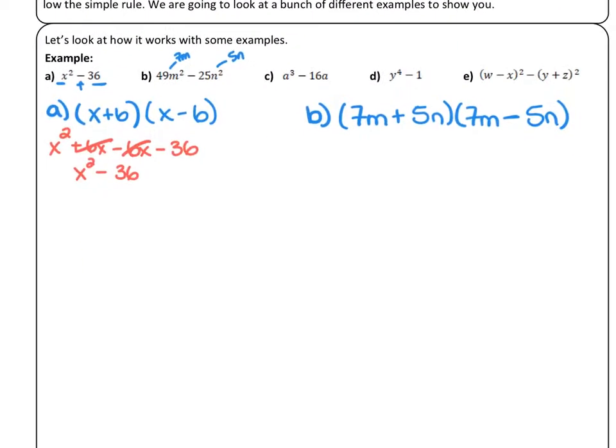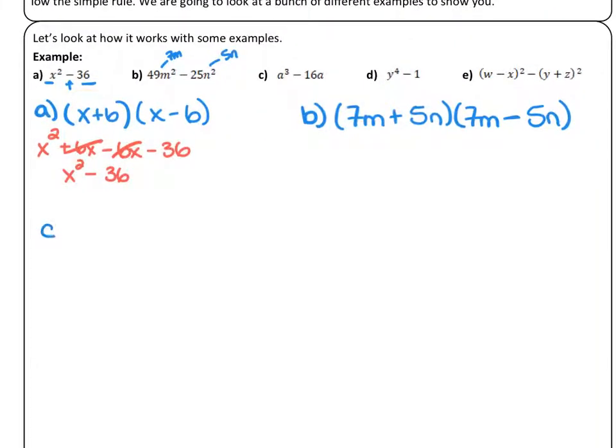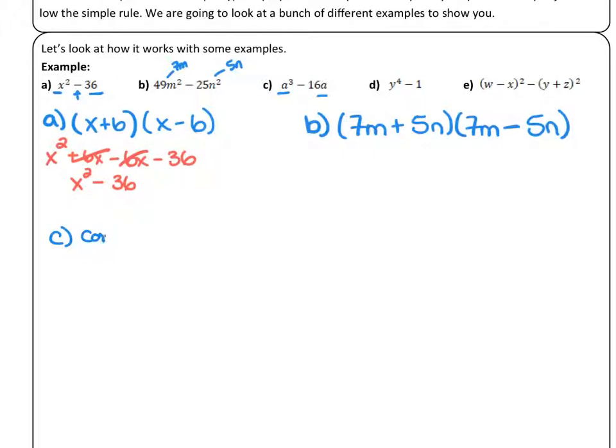Let's look at C. C has a little bit of an extra step in it. If you notice, this is a cubed, and this one just has an a. So the one thing that's common in both of them is that they have this a. So I always say, let's common factor first. And I said that in yesterday's lesson, but it still applies to these ones. If you can common factor it first, let's common factor. So let's pull that a out.